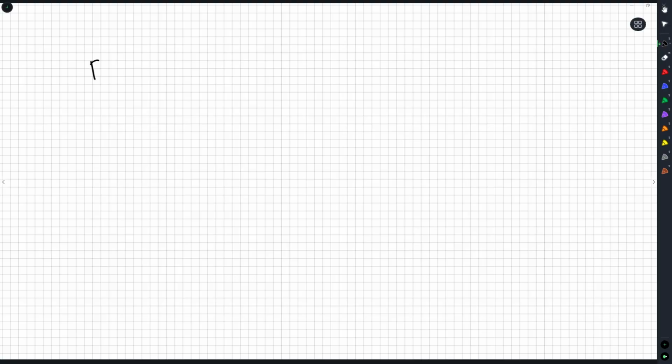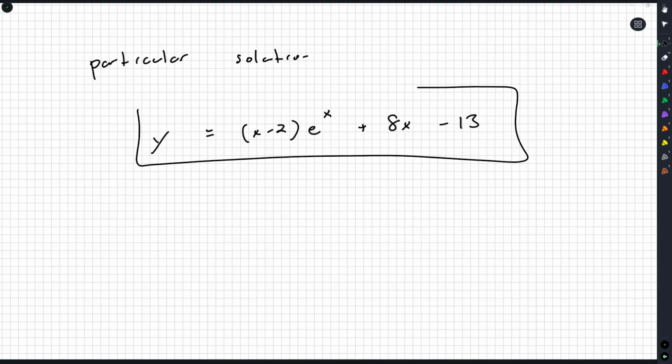And so we finally have our particular solution, because we've just solved for that constant. So y, or you could say y of x, but I think I'm just going to stick with y, is x minus 2 times e to the x plus 8x minus 13. There we go. That is the unique solution to our differential equation that also solves y at 2 is 3 and y prime at 1 is 8. All done.